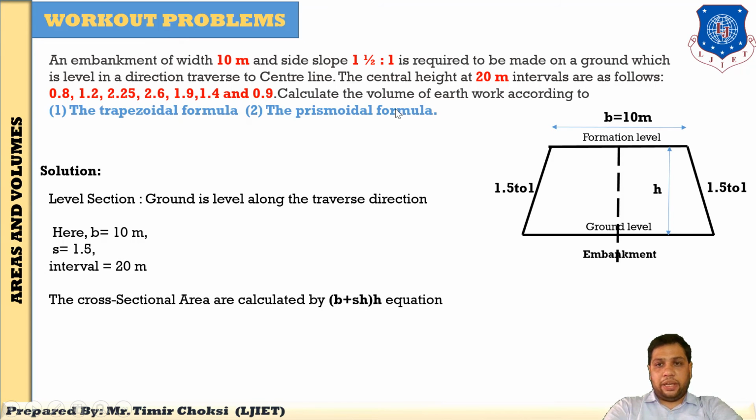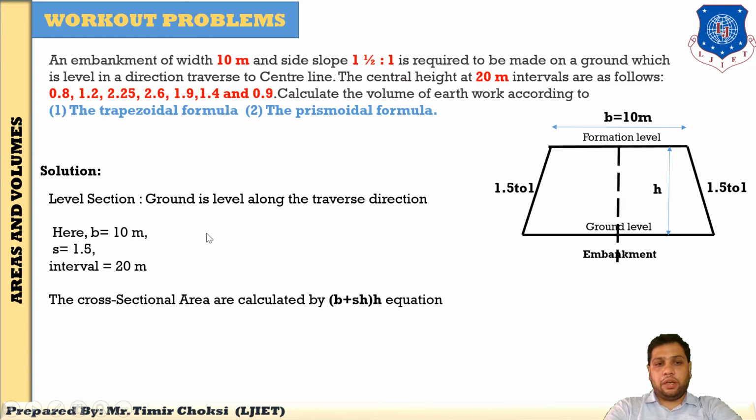Now next, ground which is level. So you understand that ground which is level means this is a level section example, because I have already explained that in the volume of a particular section, only level section examples are there. Okay, so you have considered the level section. Then central height is given at 20 meter interval, so small d equal to 20 meter interval, and different heights are given in the example: 0, 0.8, 1.2, 2.25. All the heights are given, and the interval is 20 meter, and then find the volume from this formula.